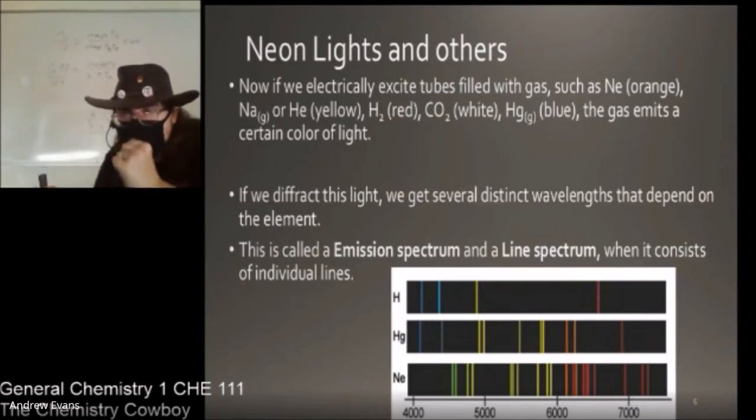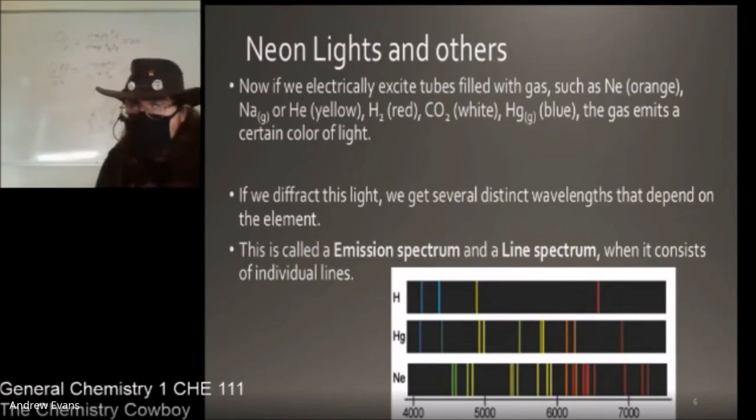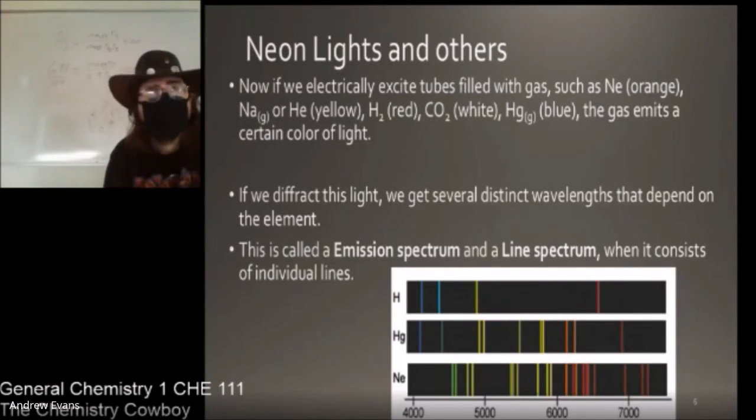Because these are lines given off when we excite the atom, we call this an emission spectrum because it's emitting this light under electrical excitement. But because it gives us specific lines and not a continuous spectrum, we also call it a line spectrum. Now, this is how they used to determine whether you created a new element. Each element has its own unique line spectrum.